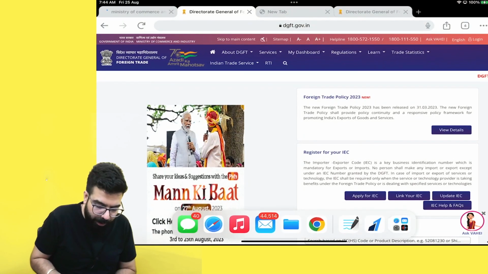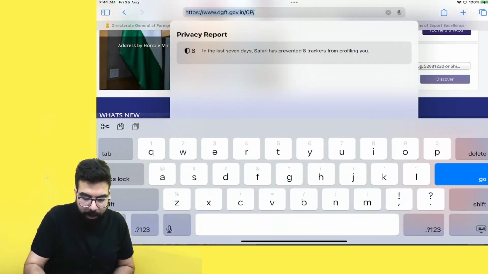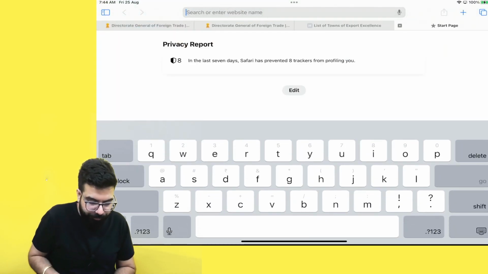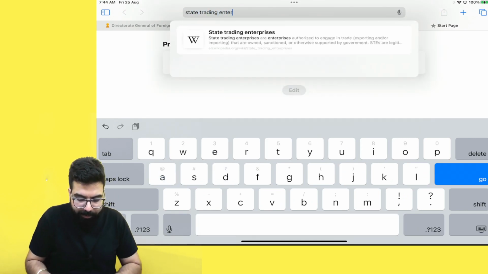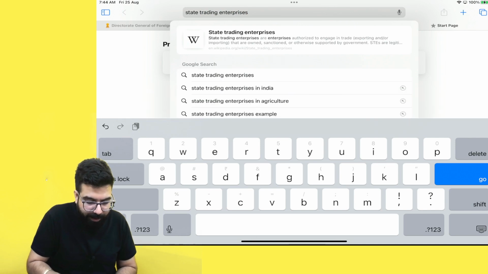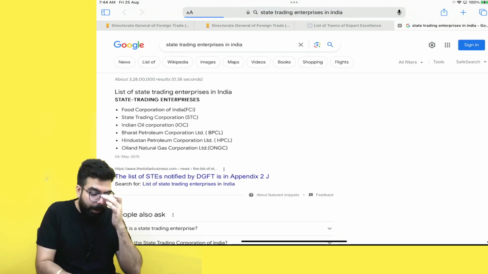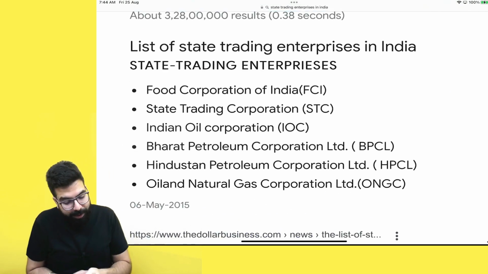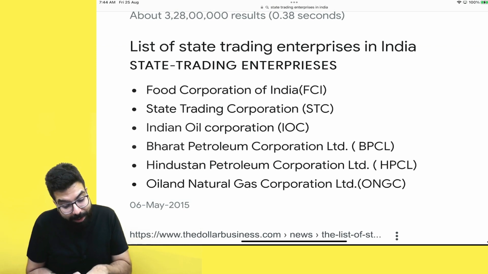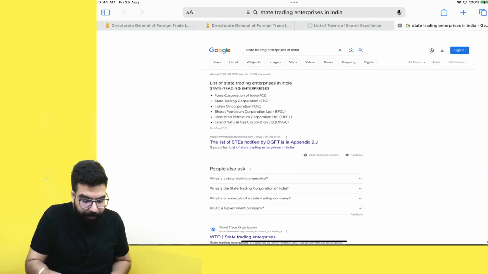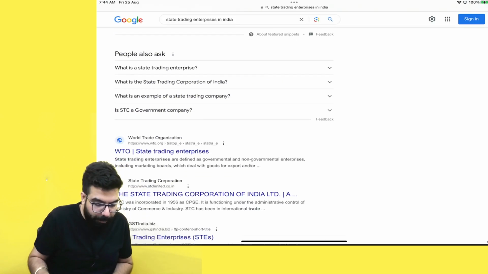I will show you over here. State trading enterprises. What is state trading? One minute, I'll show you. There are various state trading enterprises in India. Like Food Corporation of India, State Trading Corporation, Indian Oil Corporation. So oil can be imported through Indian Oil Corporation, Bharat Petroleum. All these are the state trading corporations which are there.